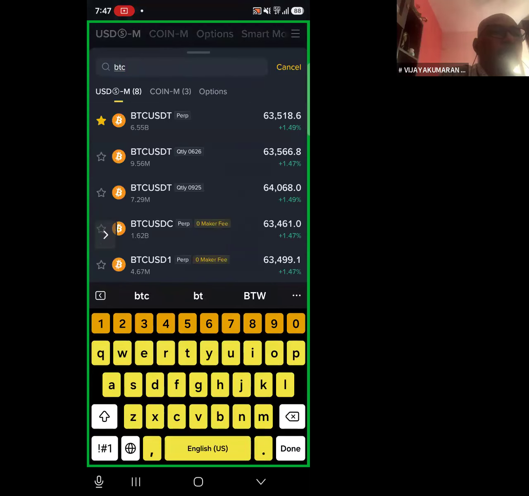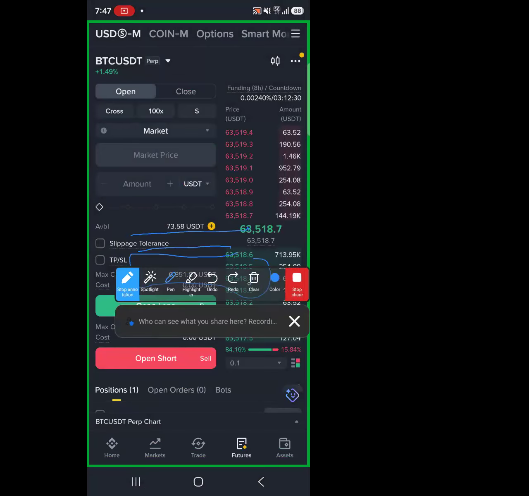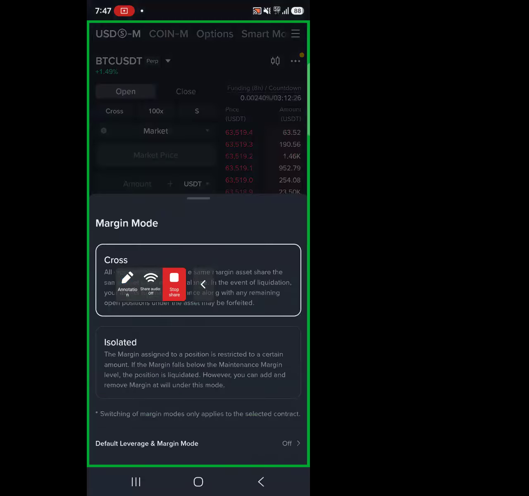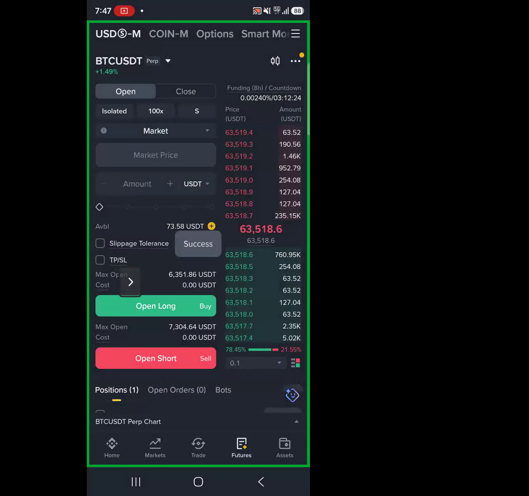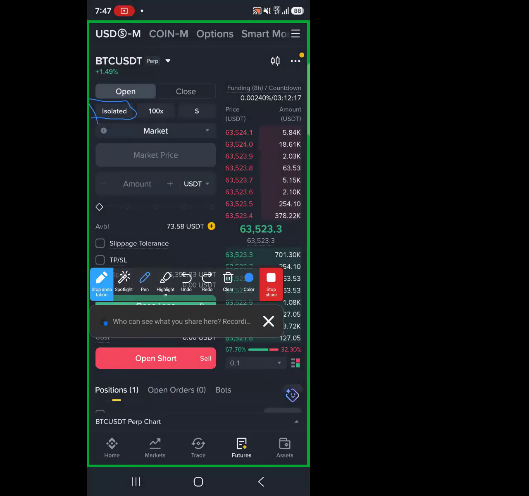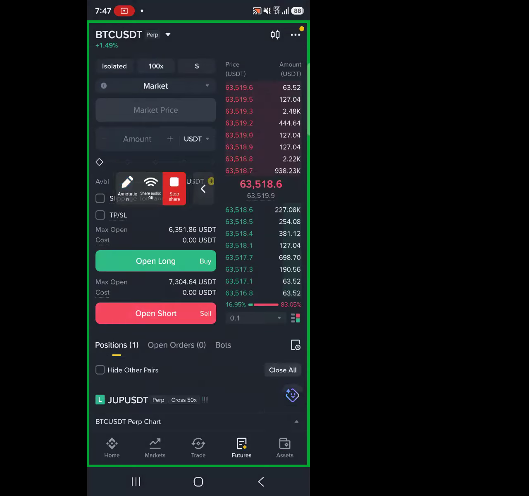BTC. So when I tap on BTC, since it is a new coin, that means it's my wish to trade another coin. So I can tap here and change the mode. You see? Just change to isolated. But once you start a trade on that coin, you cannot change the mode. It has to remain in that mode. But if you're choosing another coin, you can change the mode if you want to. Yeah, so that is how you do that.